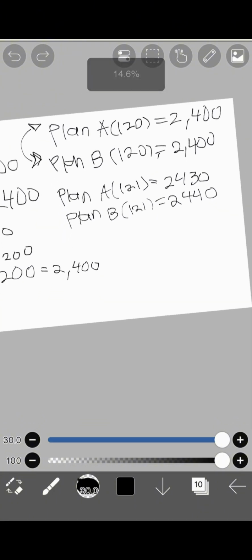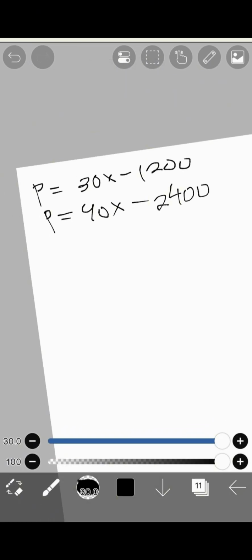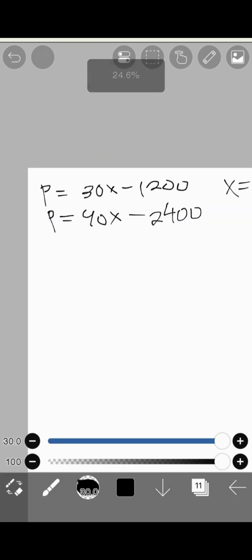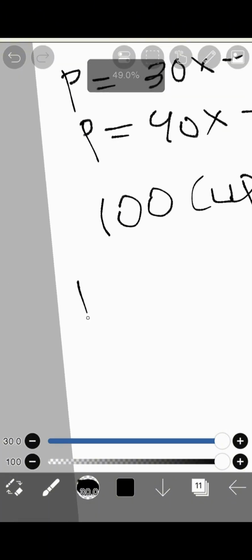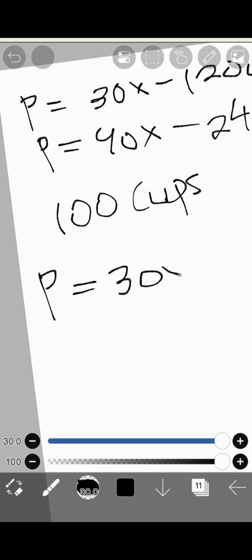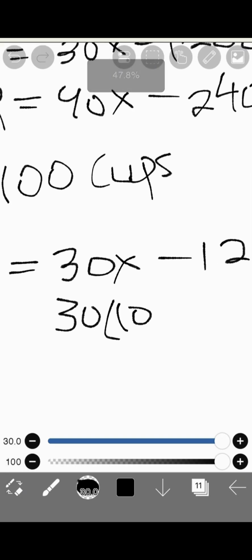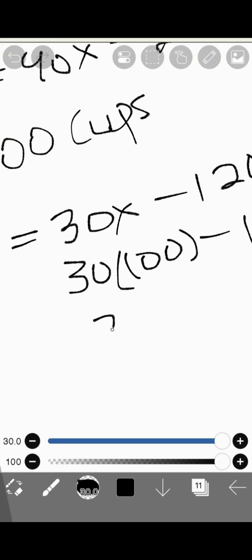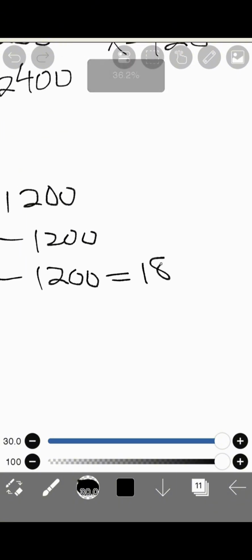Now let me show you an example. Like I said, at first before it reaches the point of intersection, which is 120, plan A actually makes more. So let's say that we sell 100 cups, before we sell 120 cups. So P is equal to 30x minus 1,200. Substitute the x: 30 times 100 minus 1,200. 30 times 100 is 3,000 minus 1,200, which is 1,800.